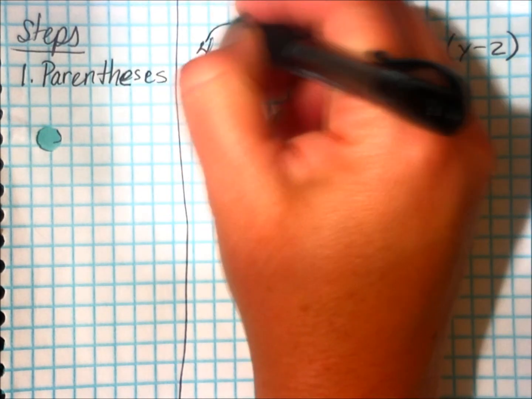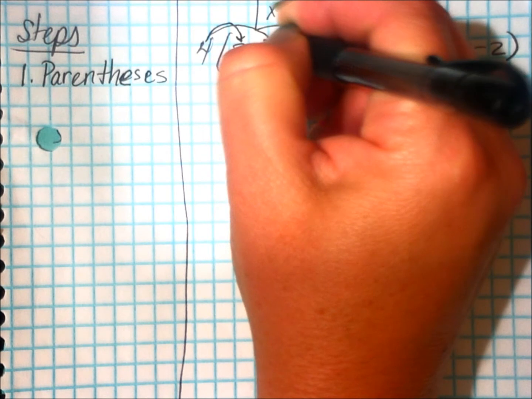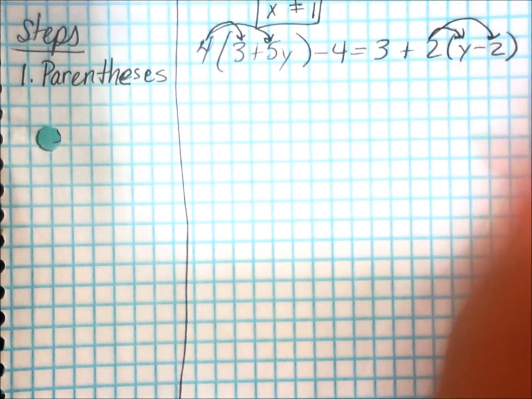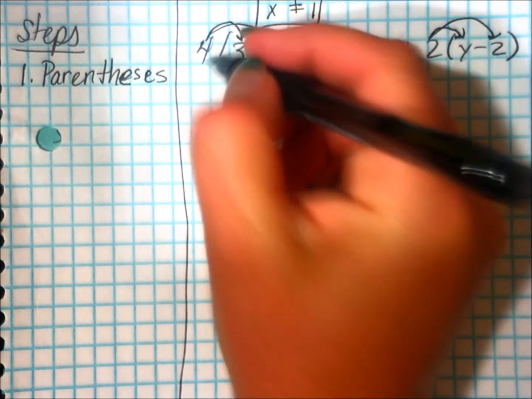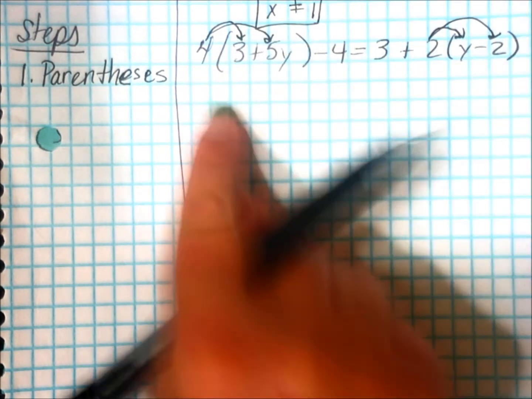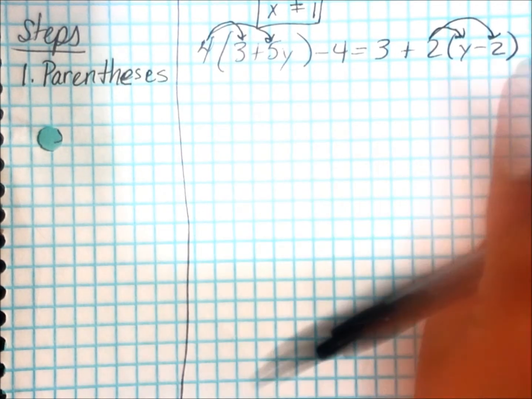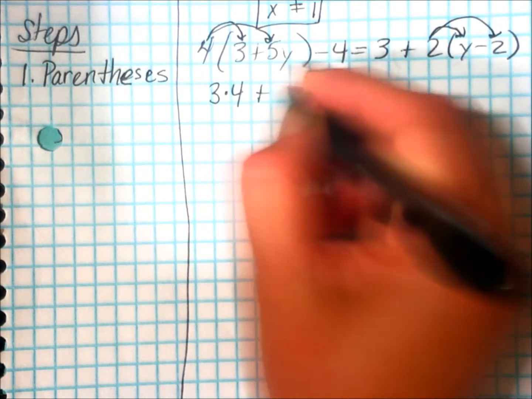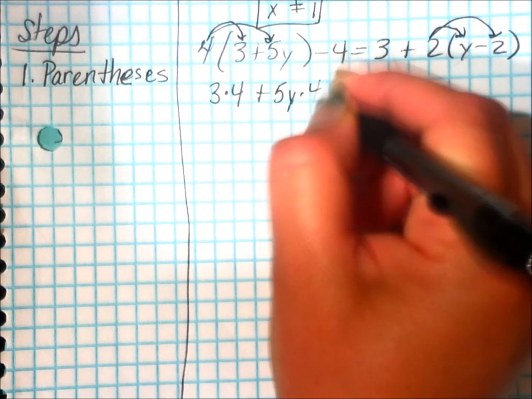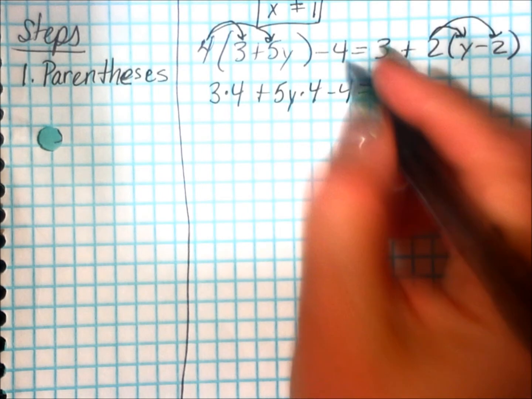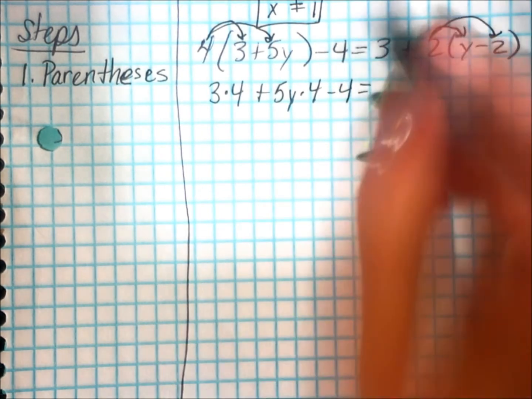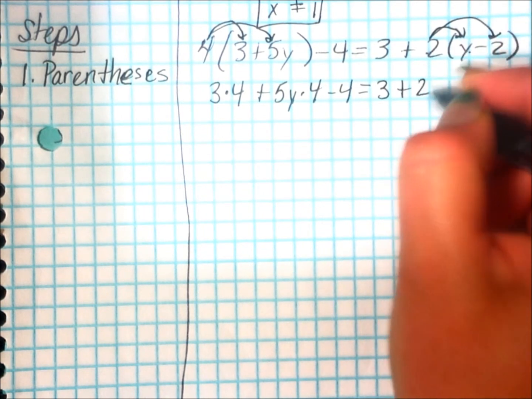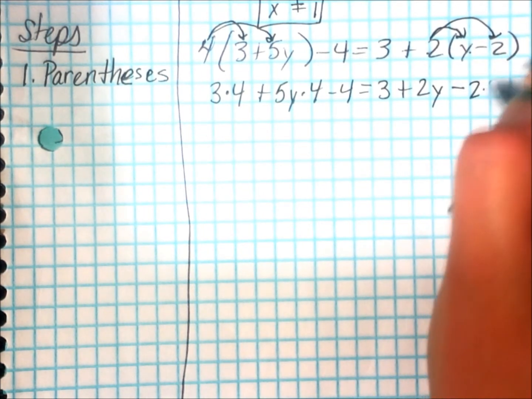So I'm going to do 4 times 3, 4 times 5y, 2 times y, 2 times negative 2. It says here multiplication because there's no symbol. If it's multiplication, I've got to distribute it out. So here we have 3 times 4 plus 5y times 4 minus 4. Nothing happens to that 4 because it's not inside the parentheses. Bring down my equal sign. 3 plus 2 times y minus 2 times 2.